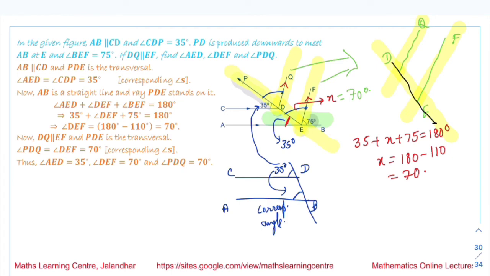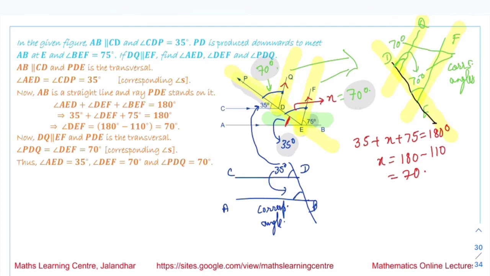Now what we have is that this angle is 70 degrees, so this angle will also be equal to 70 degrees because these two are the corresponding angles. So we find the value of all these three angles. So this angle is 70 degrees. So we get the answer as this angle is 35, this is 70 and this is 70 degrees.